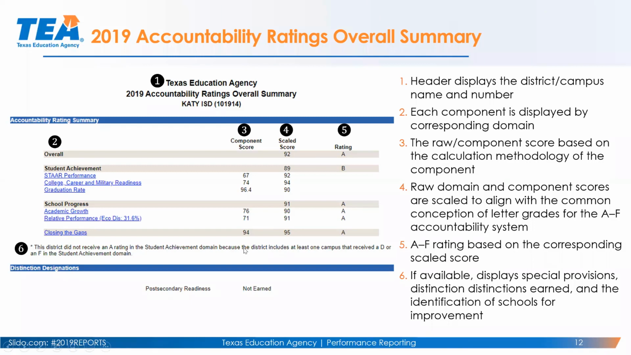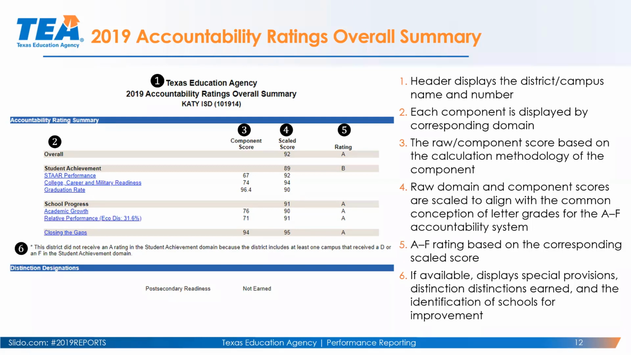Closing the Gaps has a 94 component score, which is scaled to a 95 or an A. For these results, I take the better of student achievement or school progress. In this case, it's a 91, and that's 70% of the letter grade, along with 30% coming from the Closing the Gaps domain, which is a 95. I take those two, weight them, add together and round, which gets me a 92 or an A for this district.